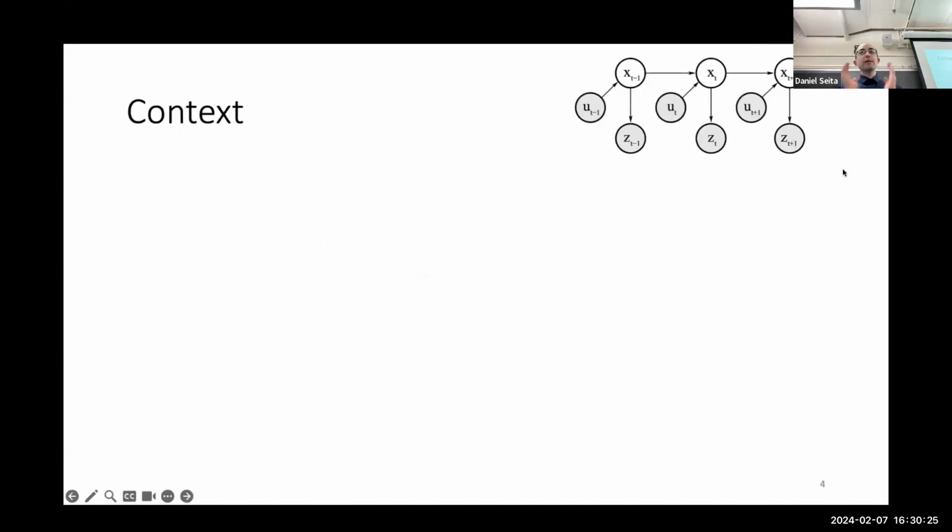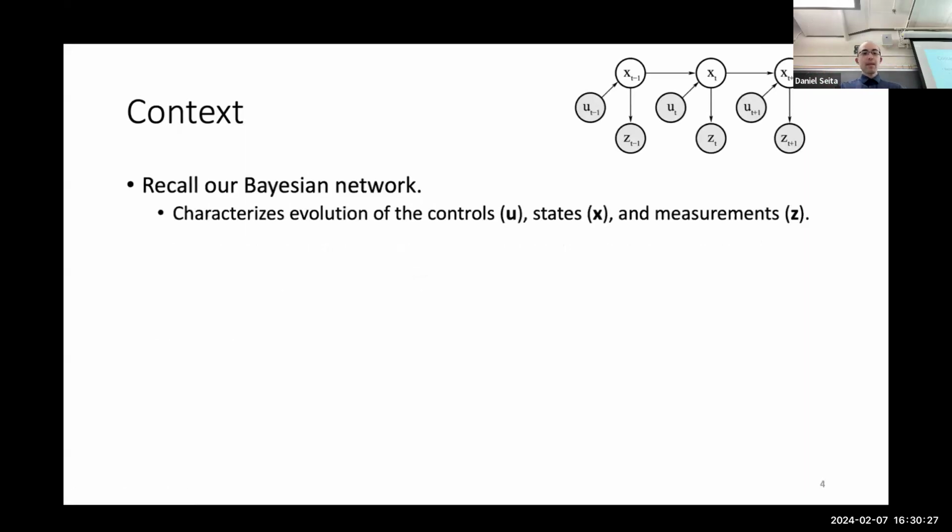All right. So some context. Again, remember our Bayesian network. It has the control, the state, and the measurement. So again, this is really important. I know you might be sick of seeing the diagram a lot, but it is one of the key assumptions that we are making about how our robot systems evolve and interact here.